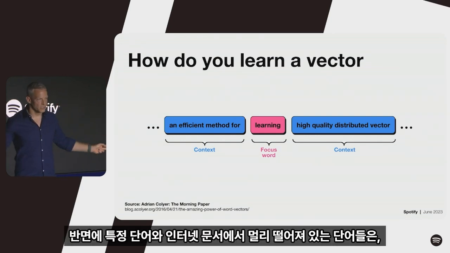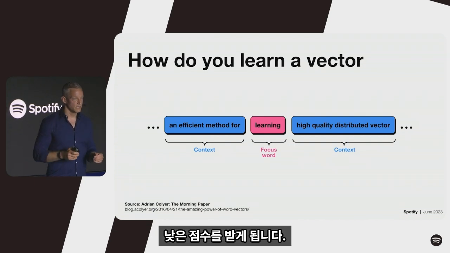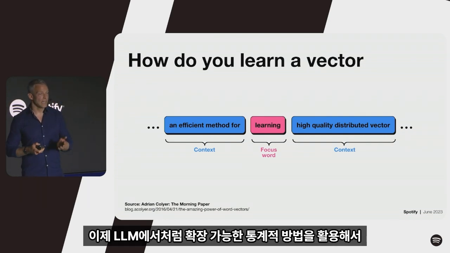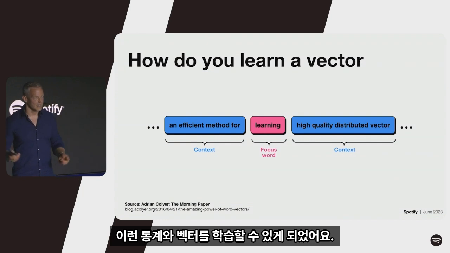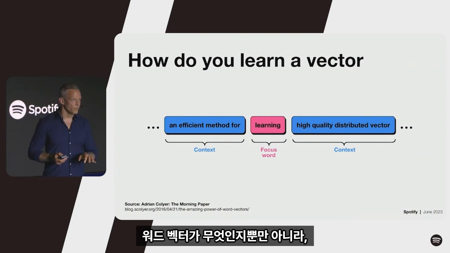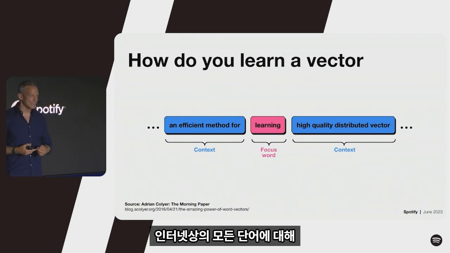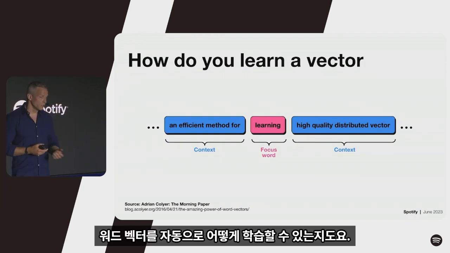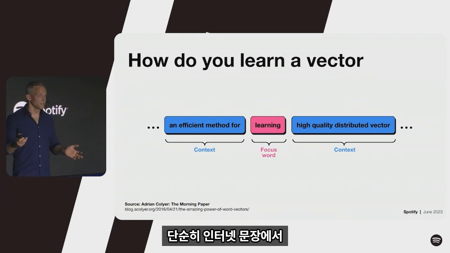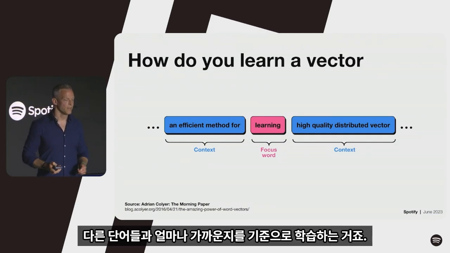Words that are far away from this word in all the documents on the internet get a low percentage. So now, just like with the LLMs, you have a scalable statistical method of learning these statistics and learning these vectors. Hopefully, you now have an intuition for not just what a word vector is, but also how you could automatically learn word vectors for every word on the internet, just based on how close it is to the other words in sentences.